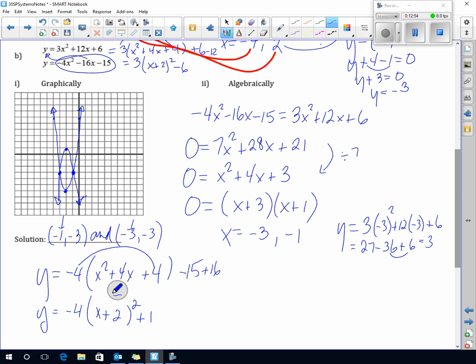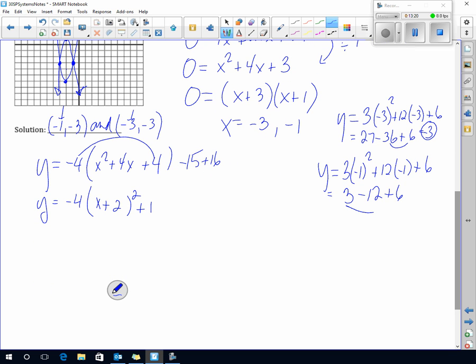3 times minus 1 squared plus 12 times minus 1 plus 6. So we get 3 minus 12 plus 6. Sometimes I like actually doing the positives together. So 3 and 6 is 9. 9 minus 12 is minus 3, which I should have got, right? So do you see this is my solution here? Yeah?